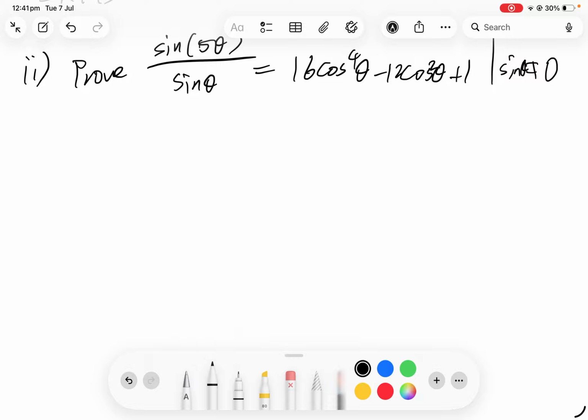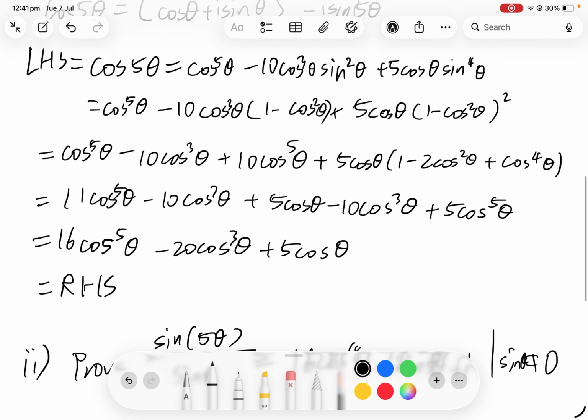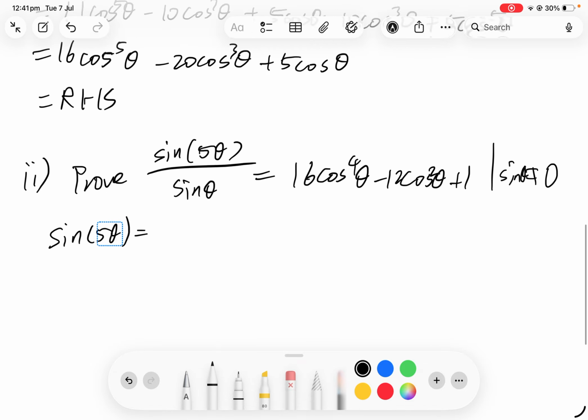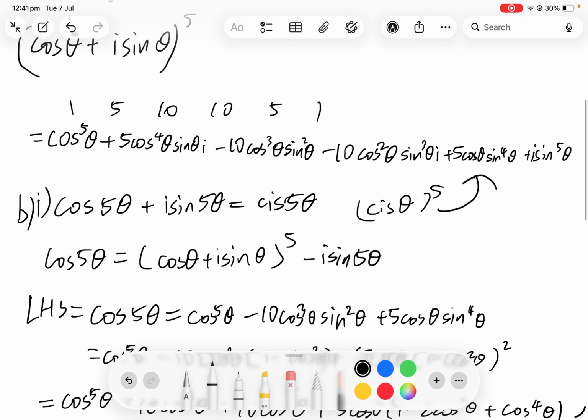So now what we have to do is expand the top. This is the imaginary part of the equation we had. So how do we do that? Basically, sine 5 theta equals the imaginary part of the long equation we had, which is here. So just copy that.